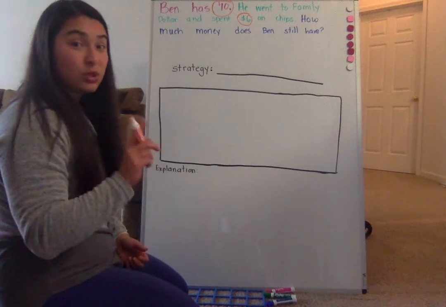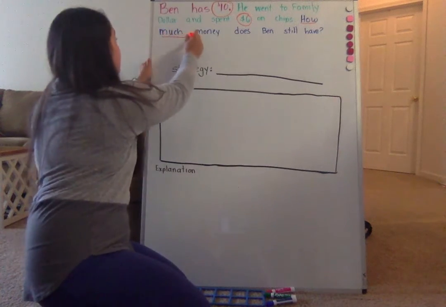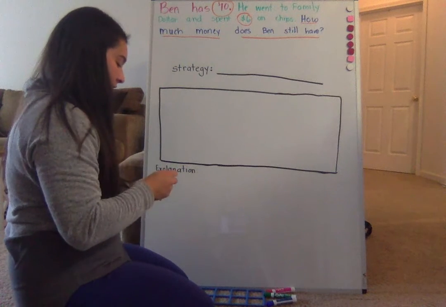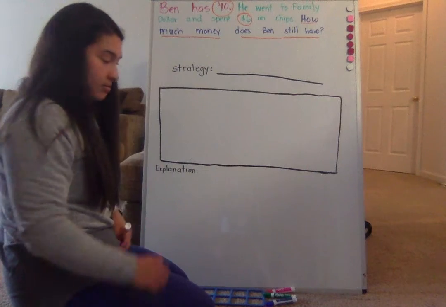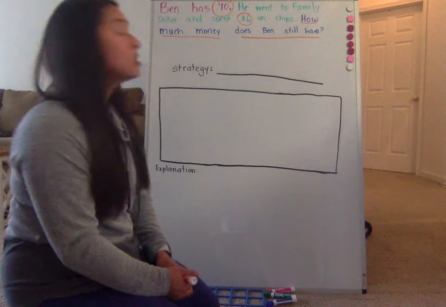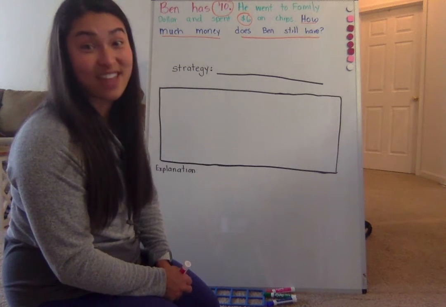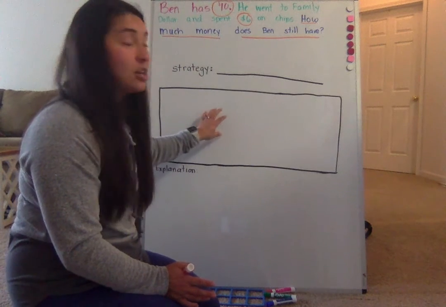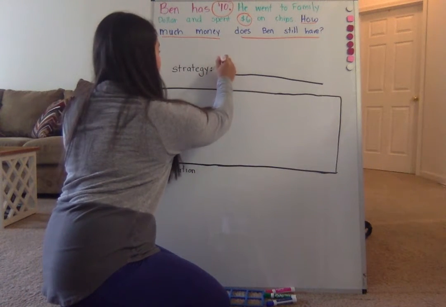So, the question is, which we are going to underline: how much money does Ben still have? How much money does Ben still have? He started out with 10. He spent $6 on chips. How much is left? All right. Now we are going to decide on a strategy. So today's strategy, we are going to use a 10 frame. Yes, because 10 frames are another great tool that we've been practicing that we can use to solve this problem. So I'm going to go ahead and write strategy 10 frames.